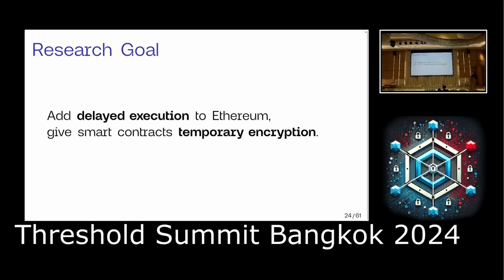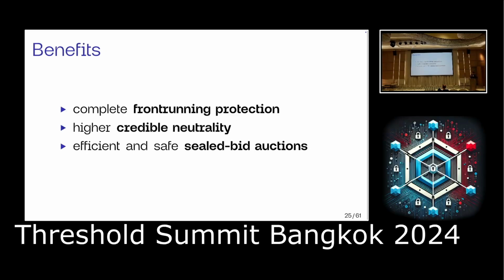Now, the research goal of my thesis was to add delayed execution to a fork of Ethereum and give smart contracts temporary encryptions. The benefit that we expected to see from such an approach is, first off, complete front-running protection, then give some more credible neutrality, ideally to the blockchain in question, which we will discuss, and implement efficient and safe sealed bid auctions using smart contracts.